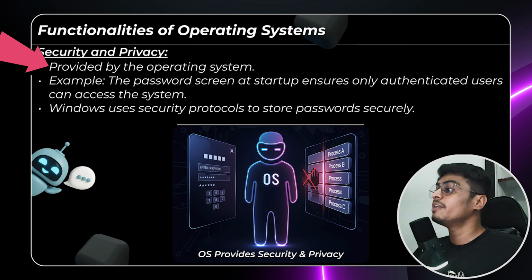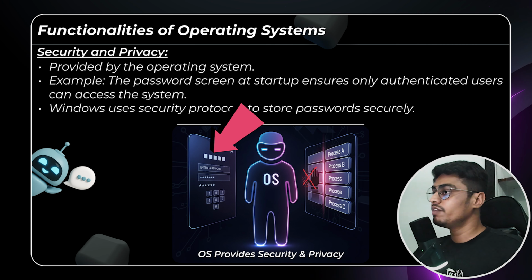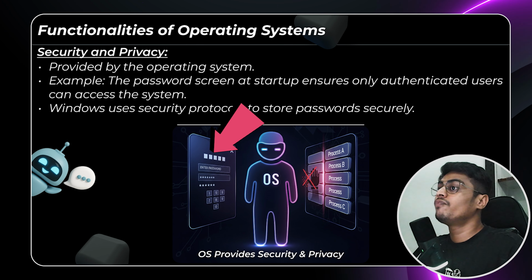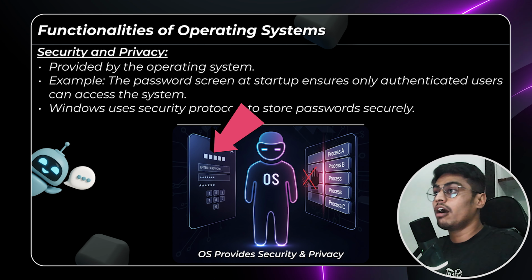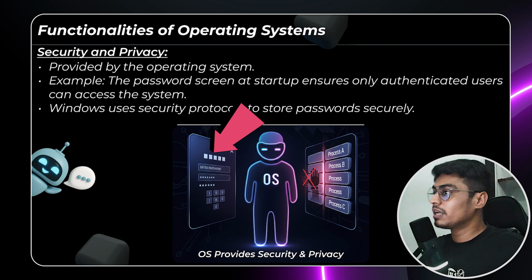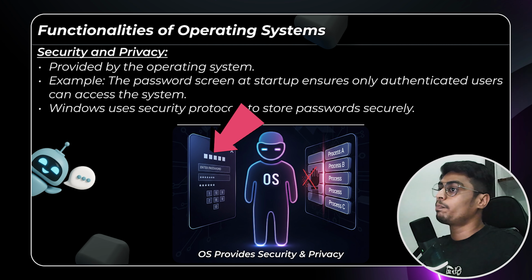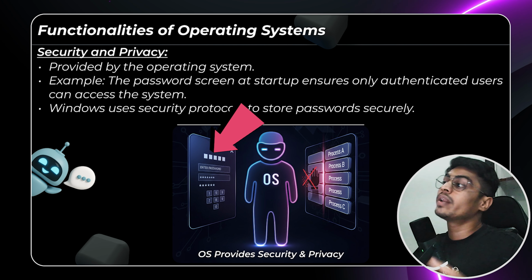Other than this, we have a fifth functionality, security and privacy. It's also provided by the operating system. Whenever we turn on our system, what we first get is the password screen. So why do we put the password? So that an authenticated person who has the proper password can access it. Windows uses a security protocol to keep that password properly in a secured file, so that no one can access it.